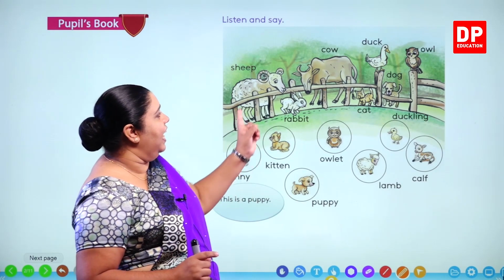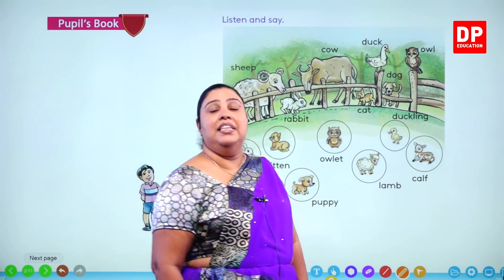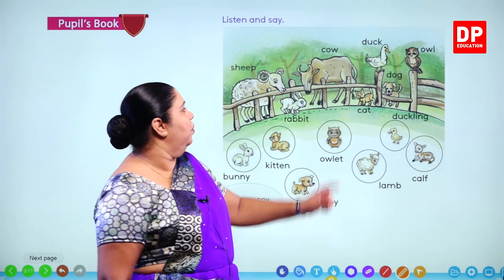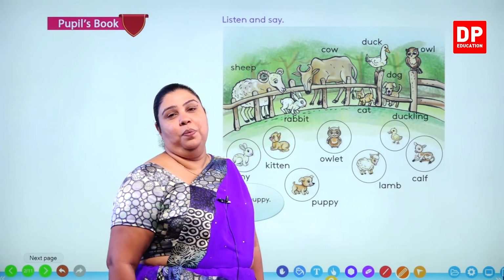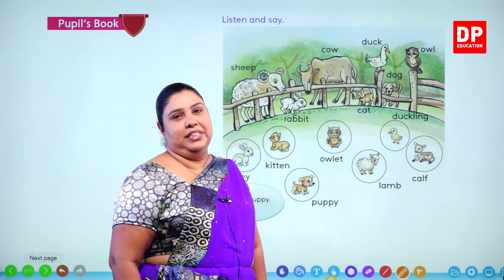Right. Then the next animal over here is the cow. Cow, can you see? This is the cow. Who is a cow in Sinhala?